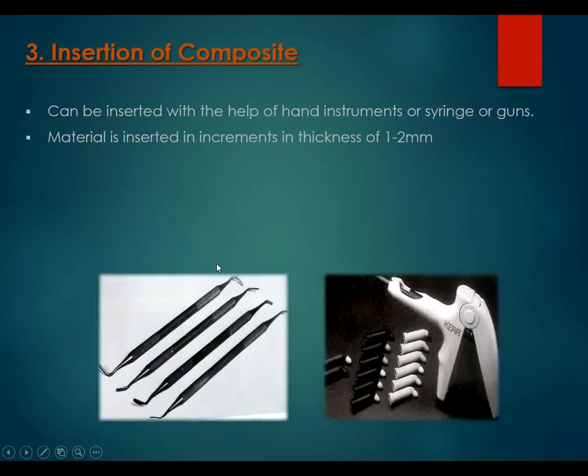Okay, after putting the matrix band, next step is insertion of composite resin filling material into the cavity. Composite can be inserted with the help of hand instruments or syringe or guns. Material is inserted in increments in thickness of 1 to 2 mm, which means the thickness of each increment should not be more than 2 mm.